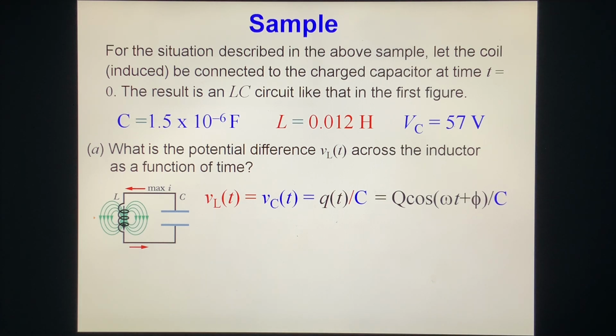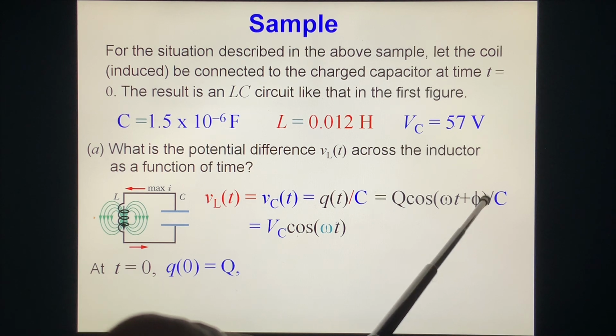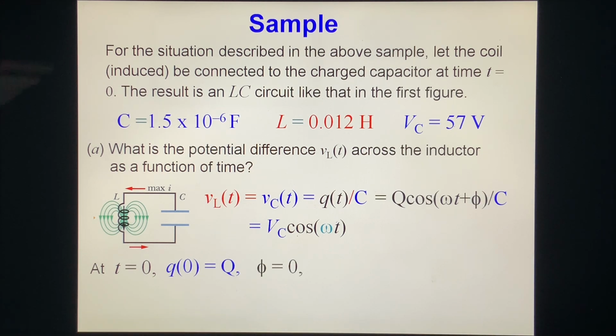Now let's see the condition. As given, at t equal to 0, this is the maximum voltage, also the maximum Q. So Q0 equals big Q, the maximum Q. We put this in at t equal to 0, and we find phi equal to 0. With phi equal to 0, this is Q over C cosine omega t. And Q over C is VC, the maximum, times cosine omega t. We find VC, we find omega, and we get the answer.